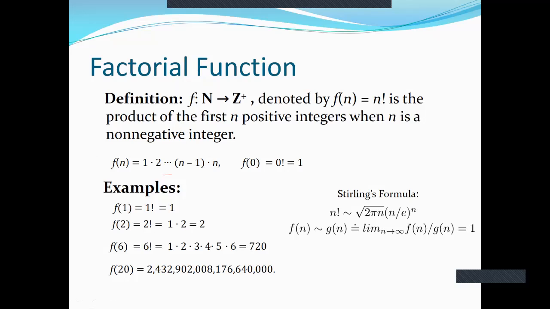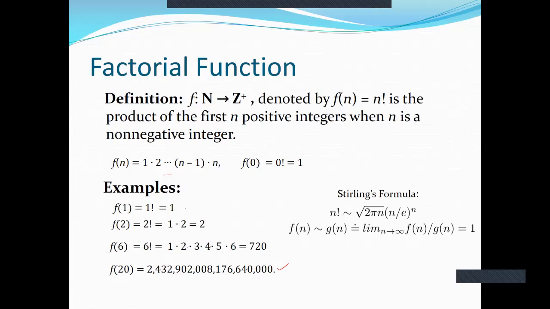So let's have some examples. F of 1 is 1 factorial. Since this is the first number, that is 1. Factorial of 2 is 1 into 2, I mean the product of the first two numbers, that is 2. Factorial of 6 is the product of the first 6 numbers, 1 into 2 into 3 into 4 into 5 into 6, and if you multiply all this, you will get 720. Factorial of 20 means 1 into 2 into 3 into 4 into 5 multiplied by 6, 7, 8 until 20, the first 20 numbers, and then you compute the multiplication and get this result. So that's the factorial.